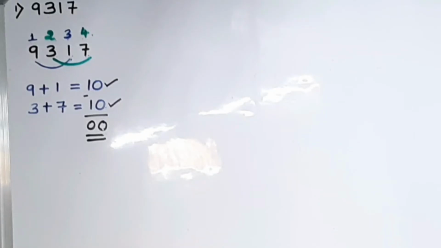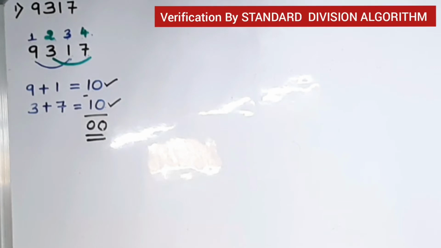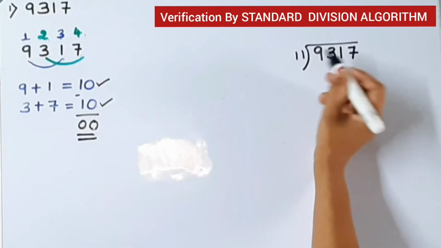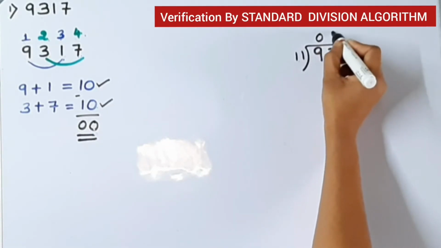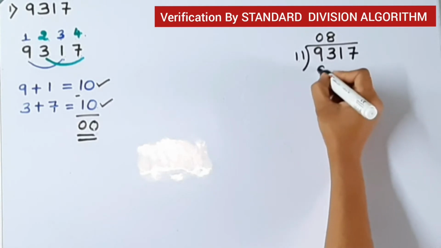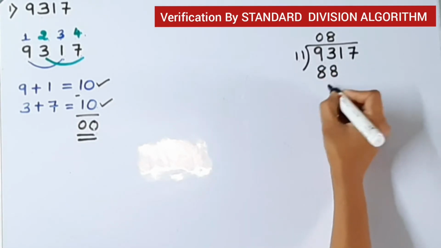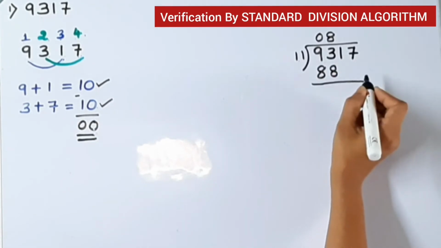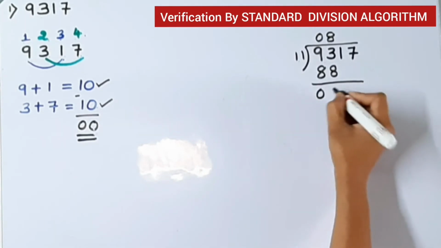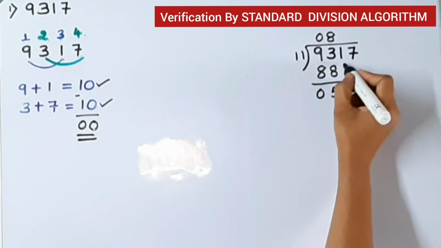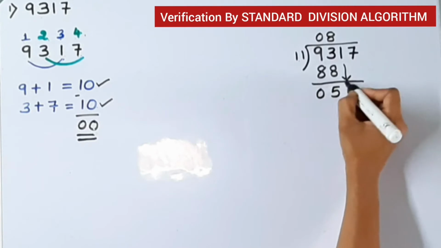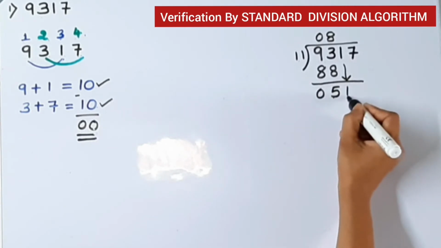Now let's verify whether 9317 is divisible by 11 or not by the standard division algorithm method. 11 8s are 88. 93 minus 88 is 5. Next we have to bring this 1 down, that is 51.